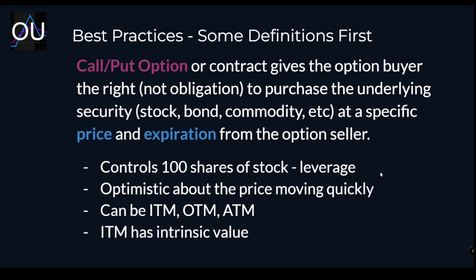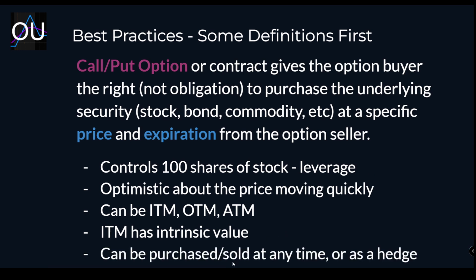One interesting thing to understand, and you'll hear this a lot, is that in the money options have intrinsic value. What that means basically is when you buy a contract that's in the money, it can automatically be converted to some intrinsic value in stock. And then these can be purchased and sold anytime, or used as a hedge.